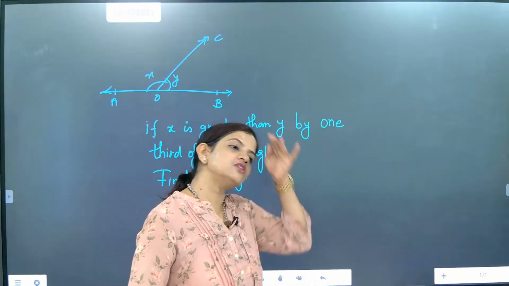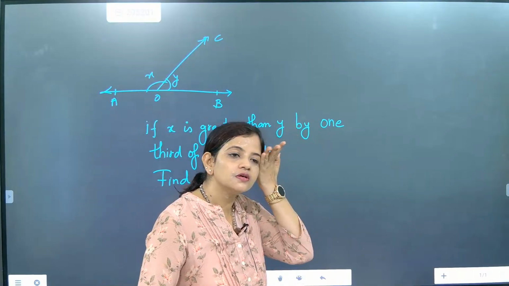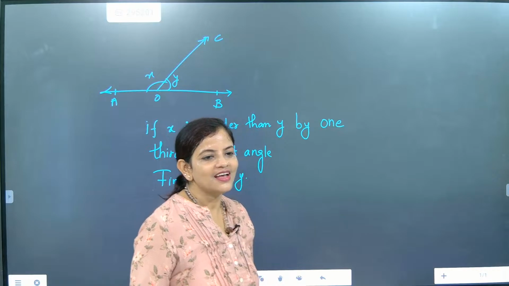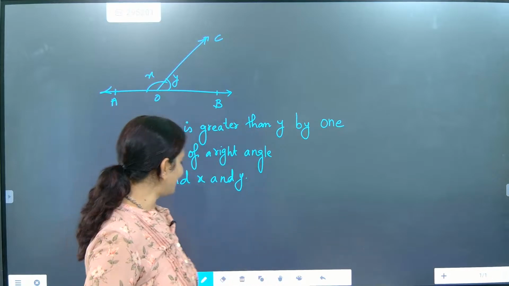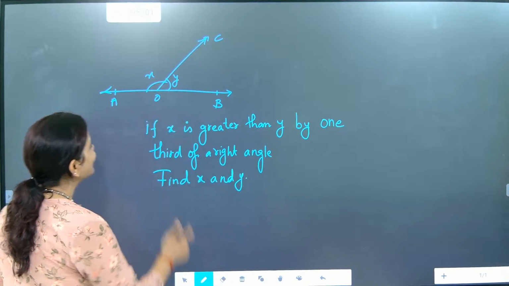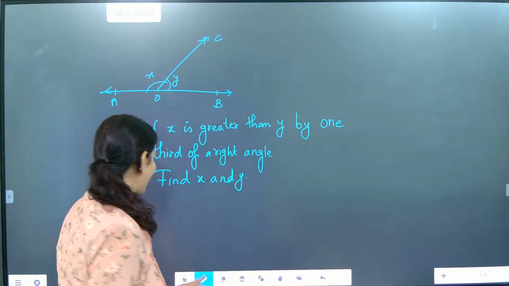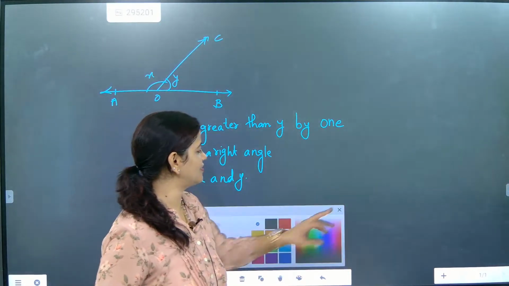Hey, look. Now shall we start solving the question? 31 and 50. Now let's see. See, first AB is a line. Don't do like that, monkey.